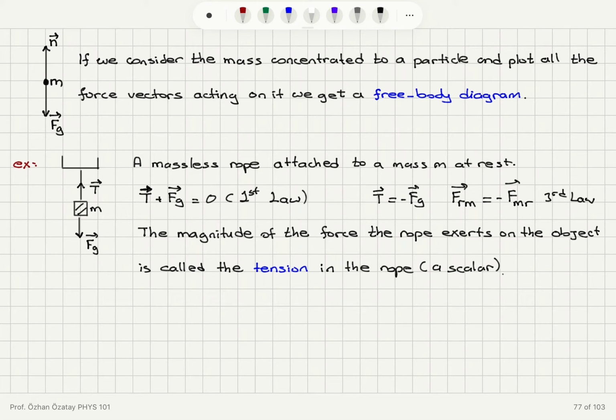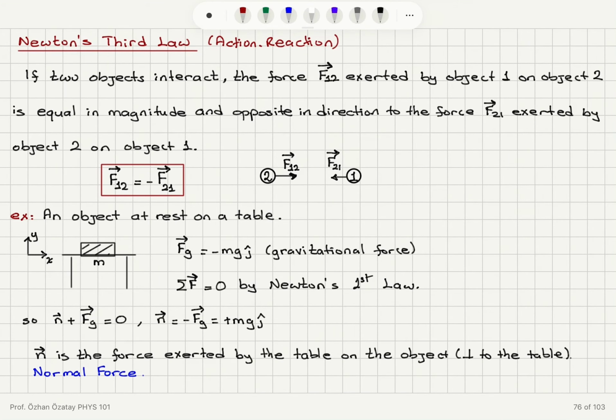So this is basically saying that these two forces have the same magnitude, opposite in direction. Now, what is the magnitude of this force on the rope? It's called tension. So tension is a scalar quantity. It's not the force itself, it's the magnitude of the force appearing on the rope. Okay, so we have seen two examples of Newton's third law.